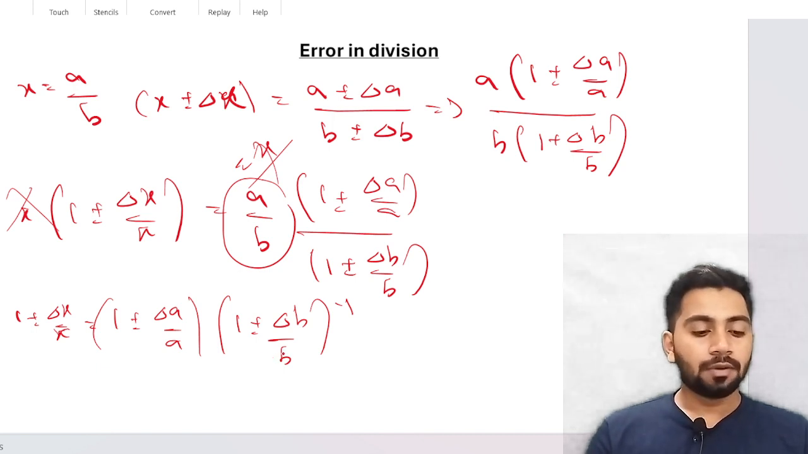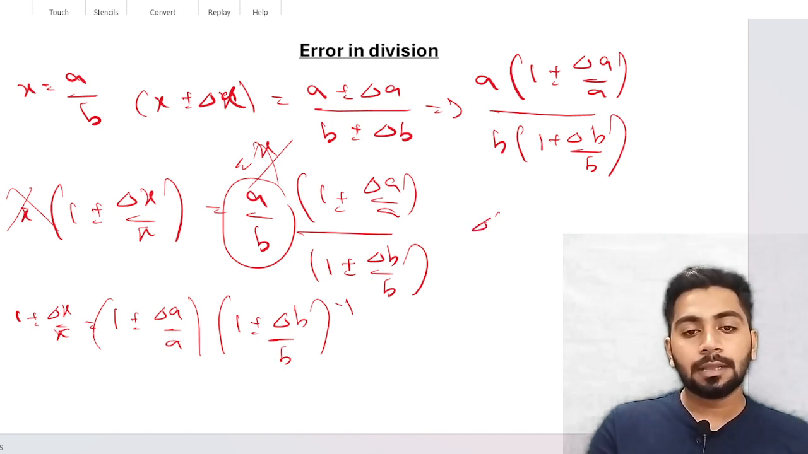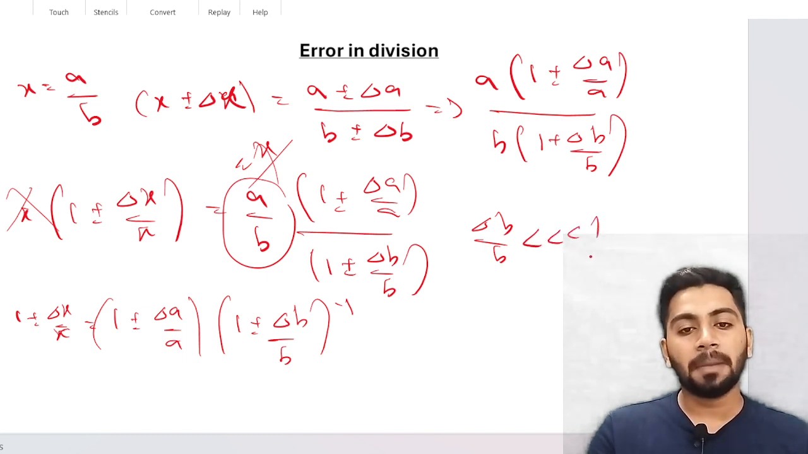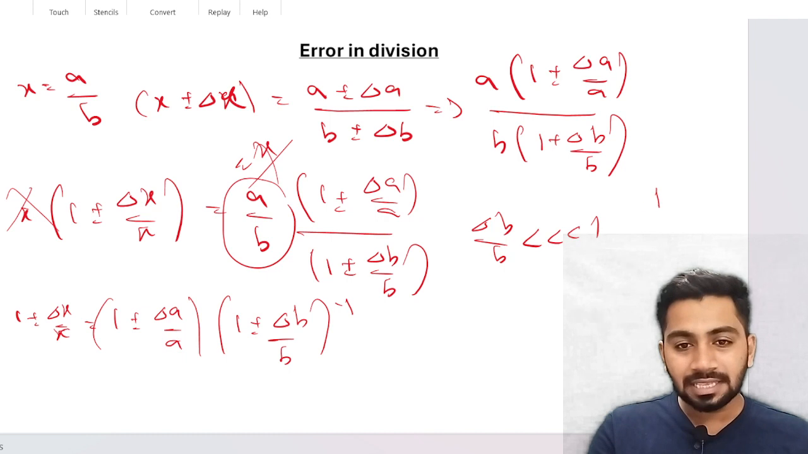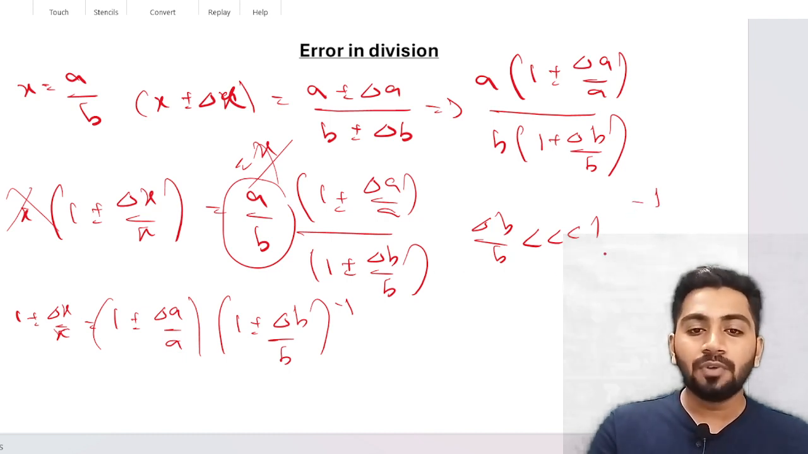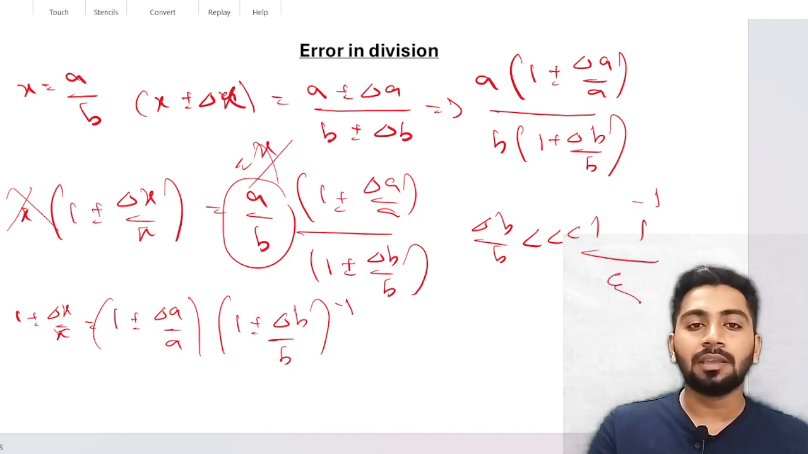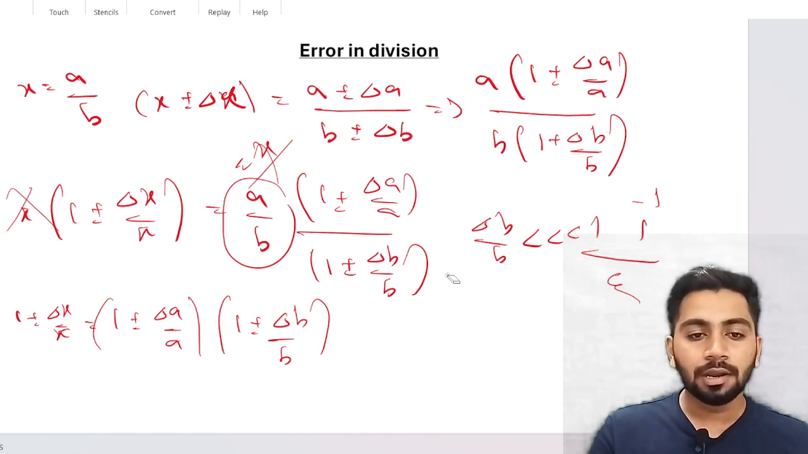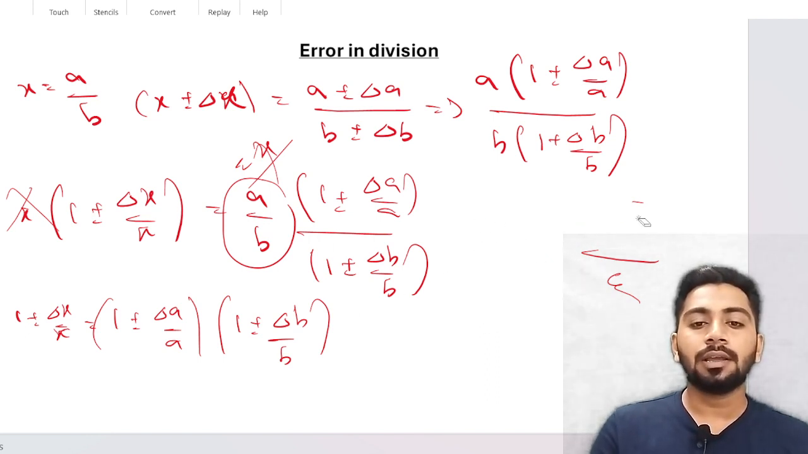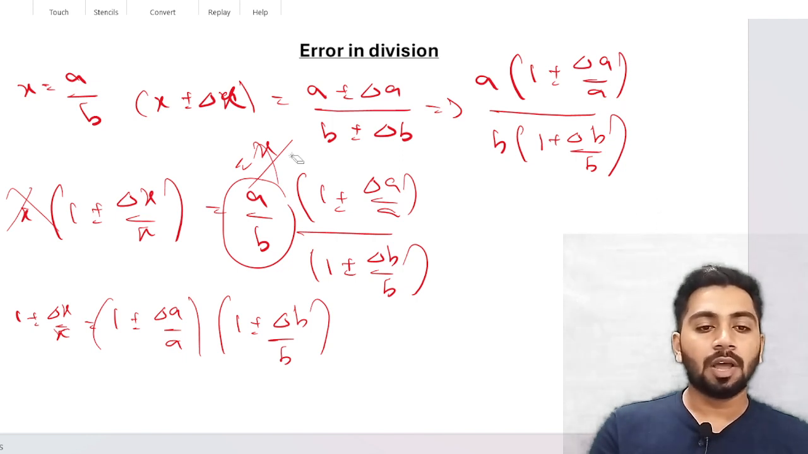Now, one more thing here: this is much less than 1, much less than 1. For something less than 1, if you again divide by something, it will become a very low value. So we will ignore the negative sign here. Now what remains? This one is your remaining.